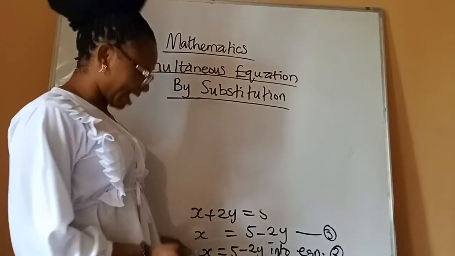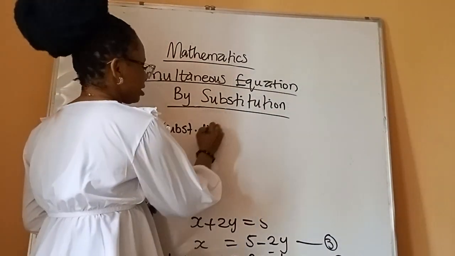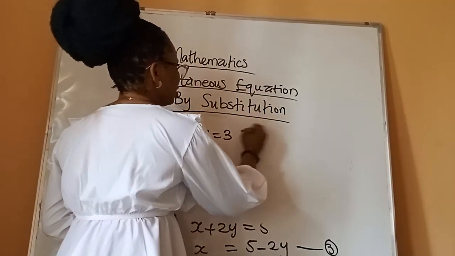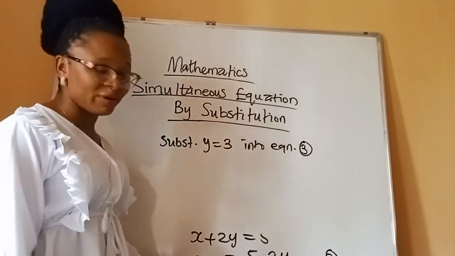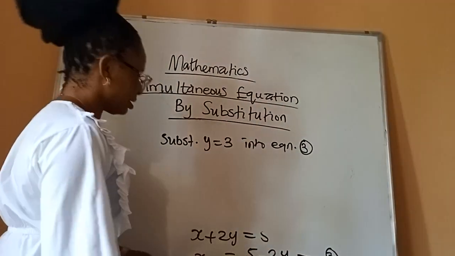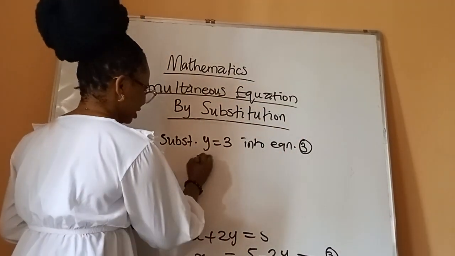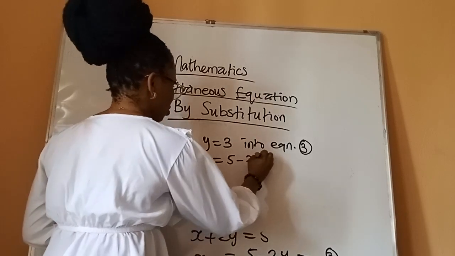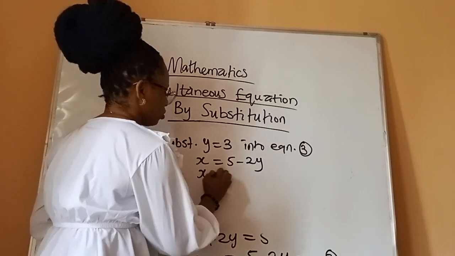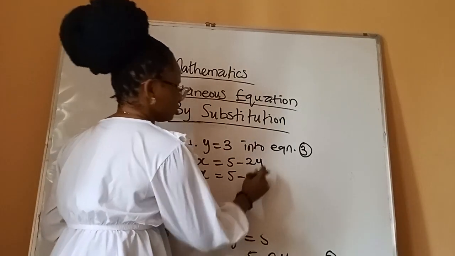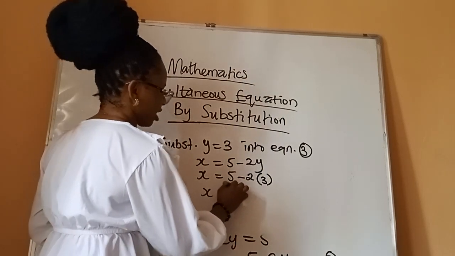Okay, to get the value for x, we substitute y equals 3 into equation 3, because we want to get the value for x and x is already the subject here. That's why I'm bringing it here. I like to rewrite the equation I'm talking about. Equation 3 is x equals 5 minus 2y. Remember the value for y we got was 3. So x equals 5 minus 2 into, wherever I see y, I put 3. So this is x equals 5 minus 2 times 3.